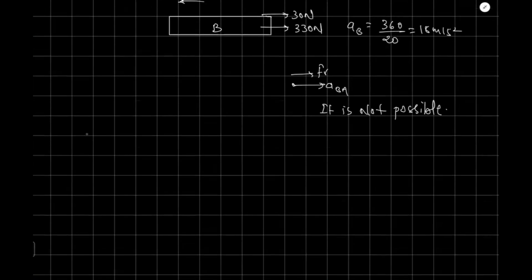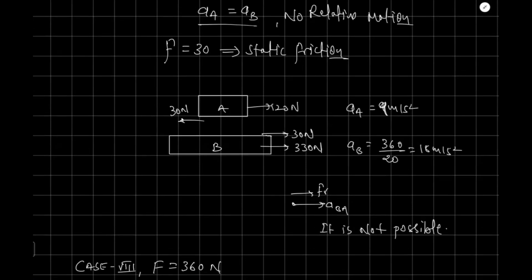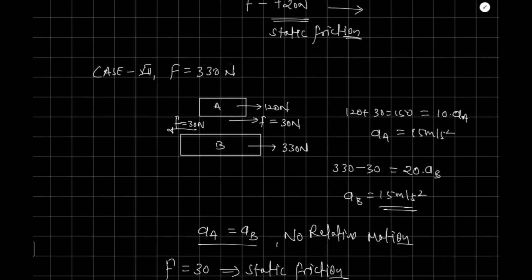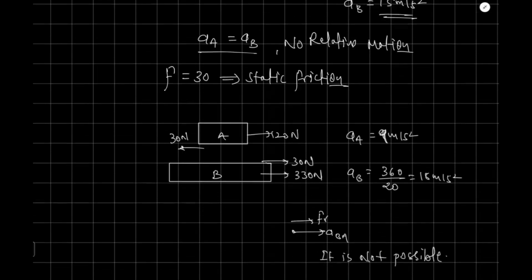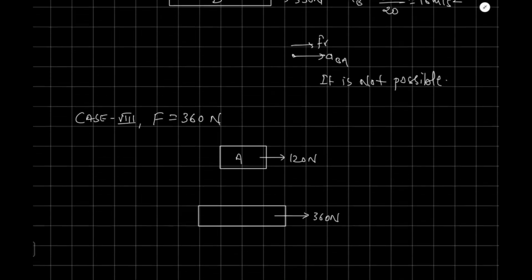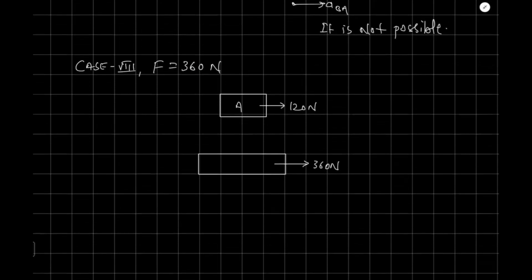Okay. So now let's solve case number 8. So F equals 360 Newton. We'll make a free body diagram of block A. On this one, the force that is acting is 120 Newton, and let's make the free body diagram of block B. On this one, the force that is acting is 360 Newton. Now, in the previous example, we understood that the friction force will act in the backward direction on block B because it reaches the maximum value. So again, you can take the friction force on block B in the backward direction, or you can follow the same way. You can take the maximum friction force on this one as 30 Newton and on this one as 30 Newton.